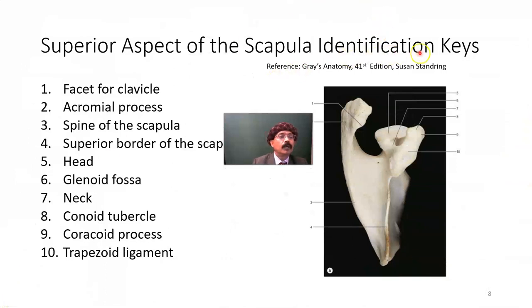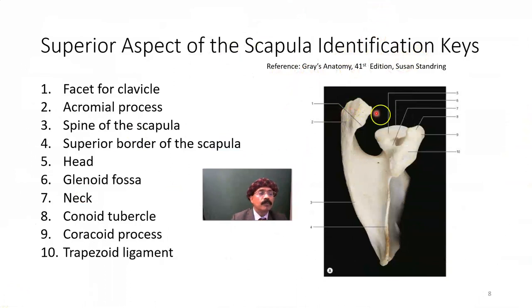Superior aspect of the scapula identification. We identify all the bony processes here. This is the facet for the clavicle to form the acromioclavicular joint. This is the coracoid process, that is an atavistic epiphysis here. Okay, the coracoid process, number 9, this is the coracoid process.